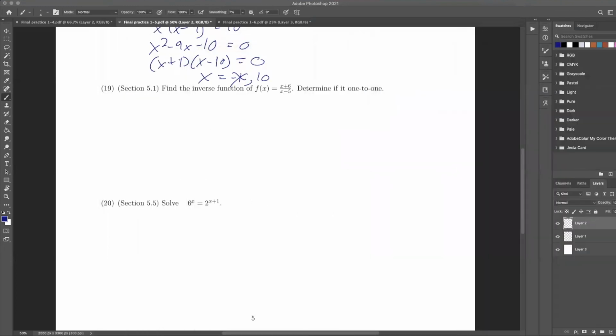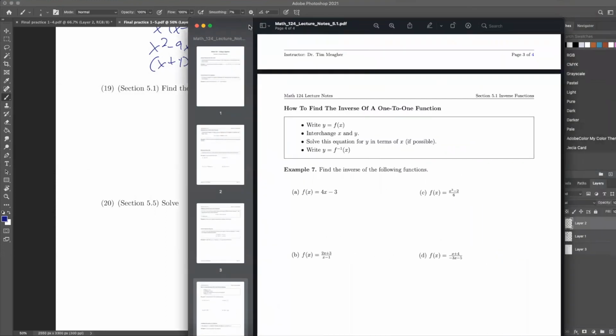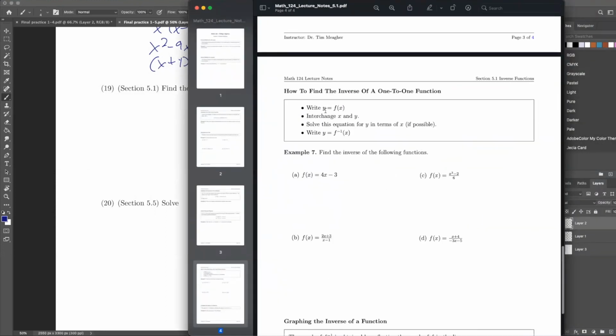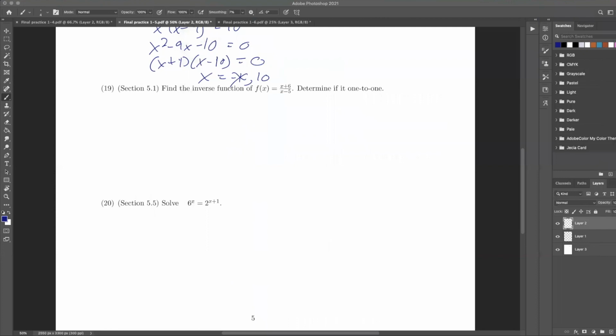Let me open up the notes real quick. So this one says it's 5.1. So if you go to the 5.1 notes, wherever I put them. Current classes, this one, the typed notes. Let's open up 5.1. Notice here how to find the inverse of a one-to-one function. We're going to just follow these steps. We're going to write y is equal to this, interchange, solve, and then write this. So please have your completed notes somewhere with you, just in case you forget what to do.